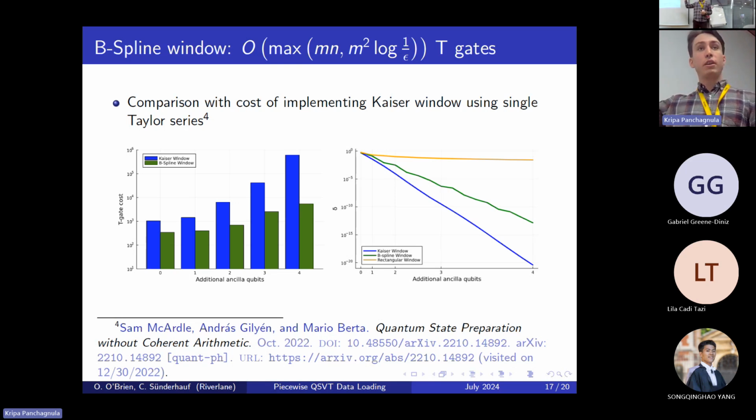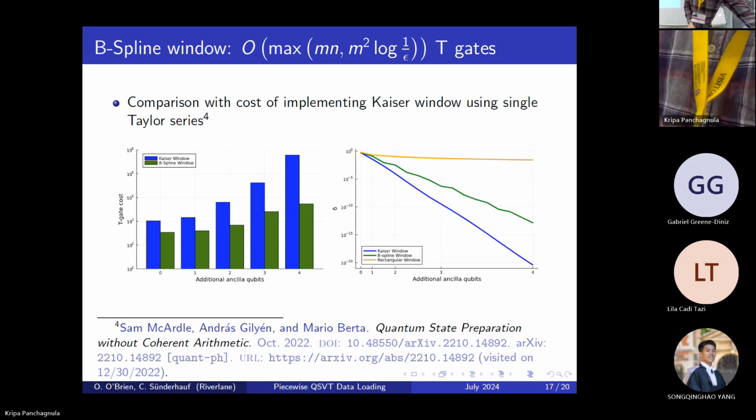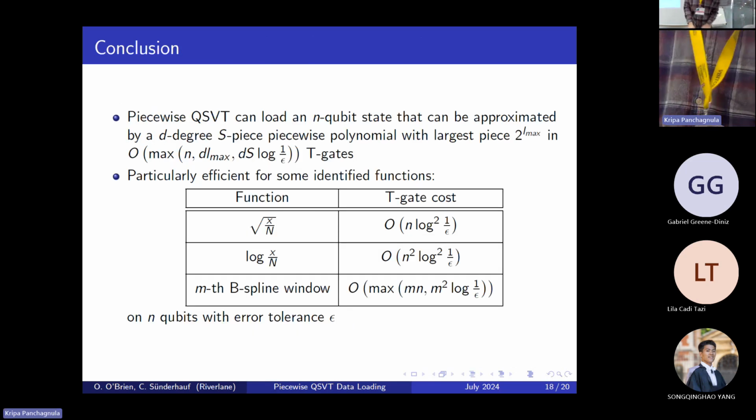So I think that there's potentially a big saving to be made there when you're boosting QPE to use the B-spline window and this piecewise polynomial preparation technique. So I think that's the most exciting application for it. And yeah, that's about it.